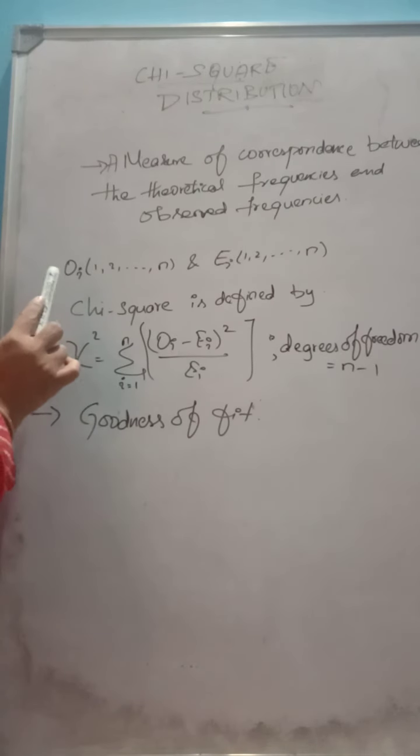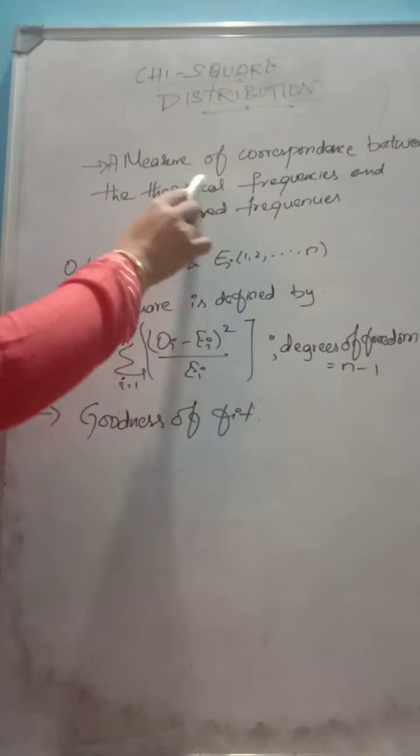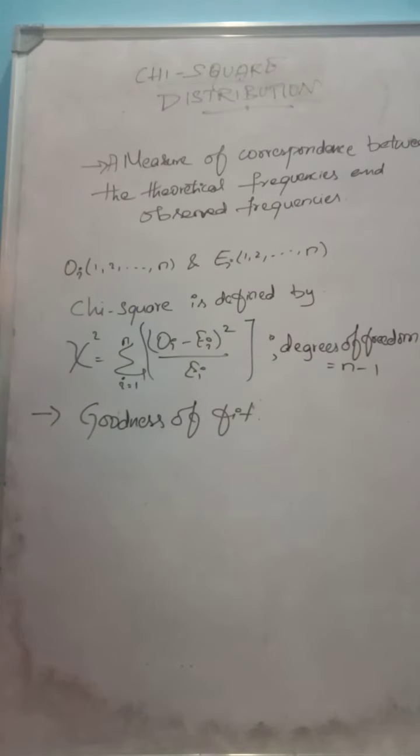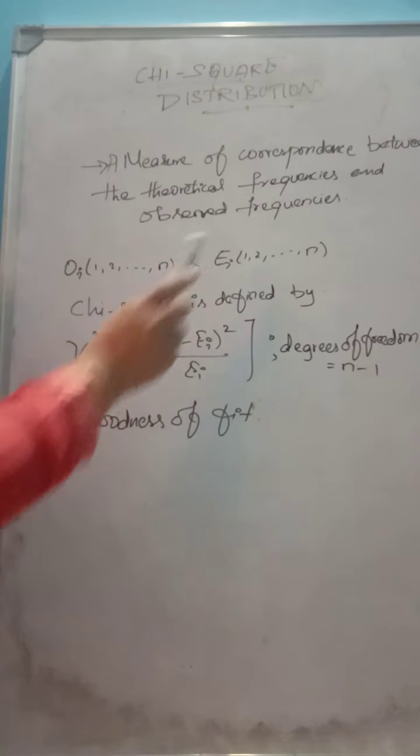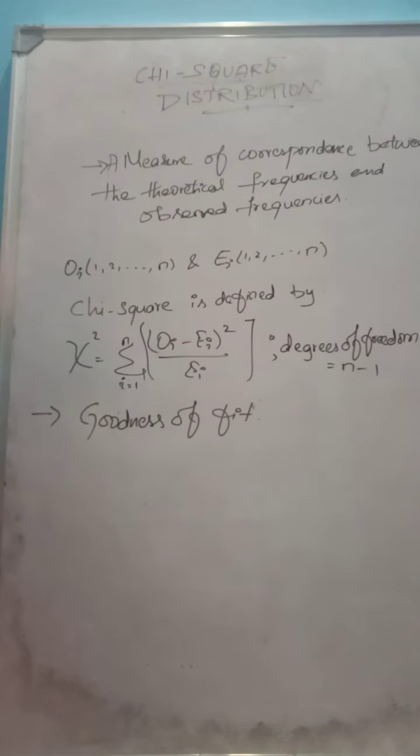Let us assume that observed frequencies are represented by Oi and the theoretical frequencies are represented by Ei. Ei are nothing but expected frequencies. Observed are Oi, and we have some n number of trials of a random experiment. Now how do we get the chi-square formula?